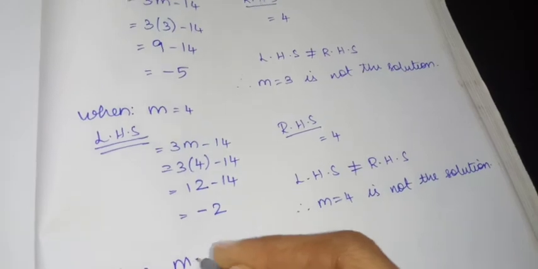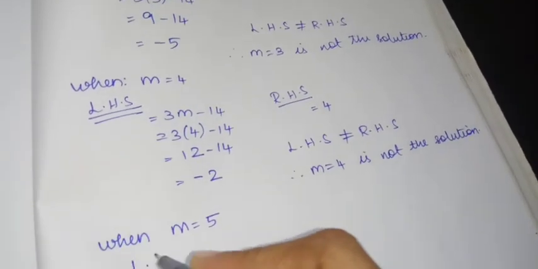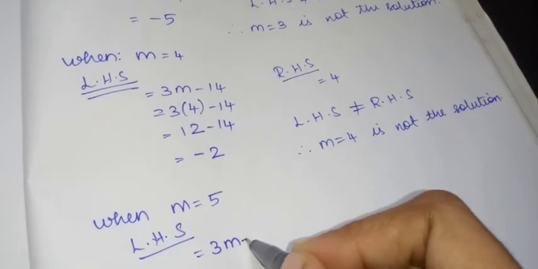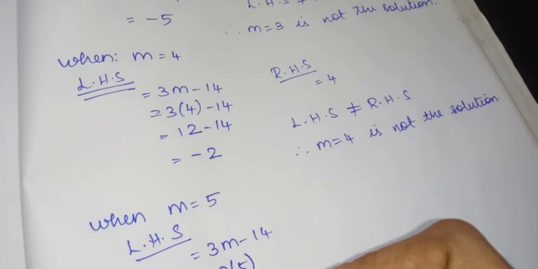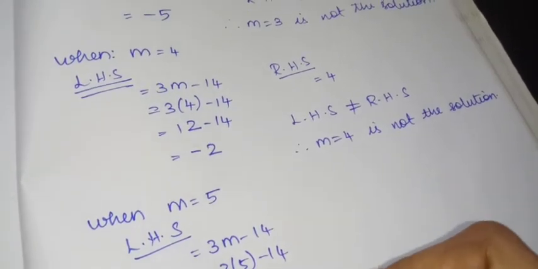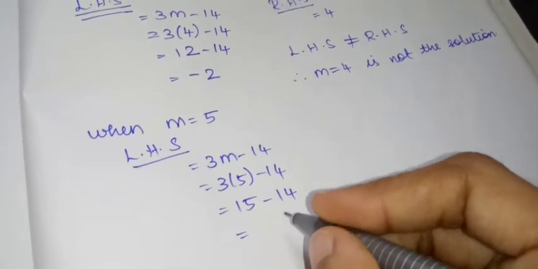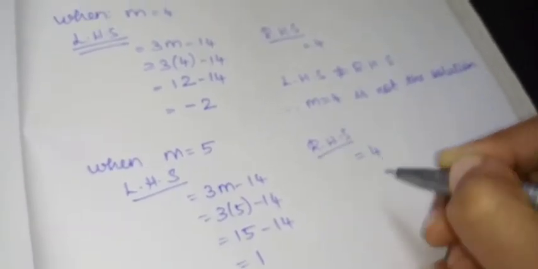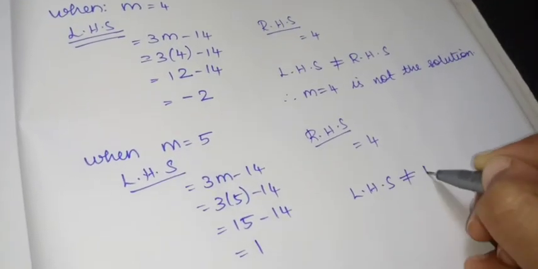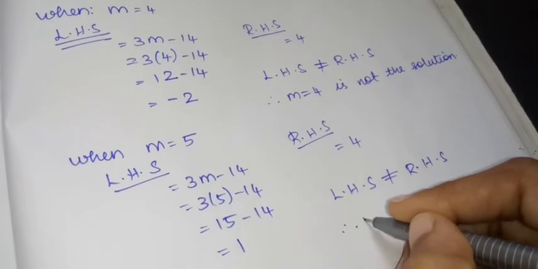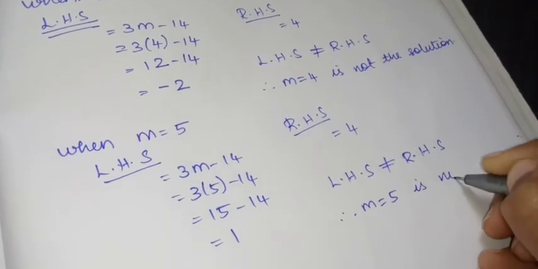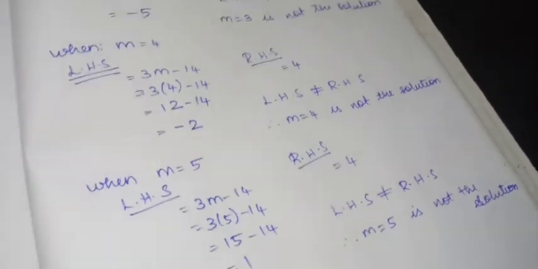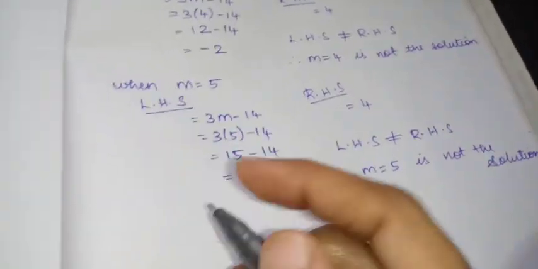When m is equal to 5. Because it is not the solution, we are going to the next one. LHS is 3m minus 14. 3 into 5 minus 14. 5 3s are 15 minus 14. 15 minus 14 is 1. RHS is 4. So LHS is not equal to RHS. Therefore, m is equal to 5 is not the solution. See, till 5 we didn't get the solution. So until we get the correct answer, we should proceed.